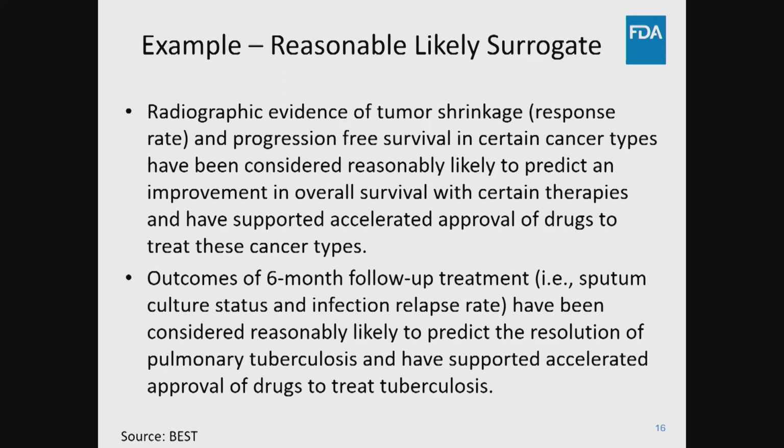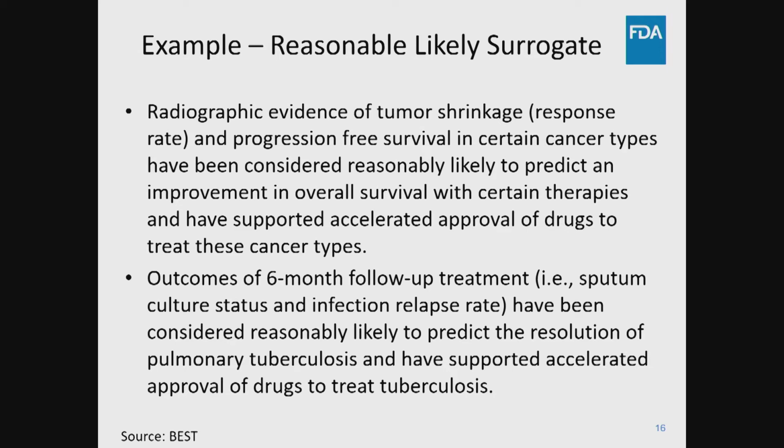Now, for an example of a reasonably likely surrogate endpoint, there's a couple of these on this slide, including radiographic evidence of tumor shrinkage, so this would be response rate, as well as progression-free survival. In certain cancer types these have been considered reasonably likely to predict an improvement in overall survival with certain therapies, and therefore they've been used to support accelerated approval of drugs to treat these cancer types. So in some cancers, but not all cancers, we consider radiographic evidence of tumor shrinkage to be a reasonably likely surrogate.